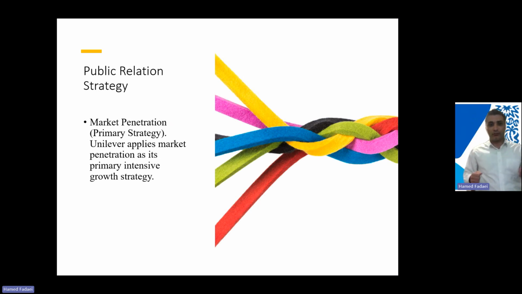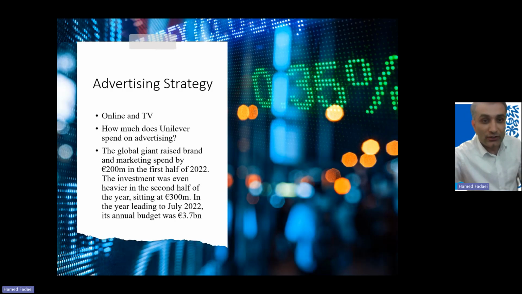Market penetration is the primary strategy. Unilever applies market penetration as its primary intensive growth strategy. Advertising strategy: you know that Unilever, like lots of other companies, uses online and TV, but the most important is online. They spend a lot of money on Instagram and also email advertising, and Unilever spent 200 million euro in the first half of 2022, and they increased it to 300 million euro in 2022.